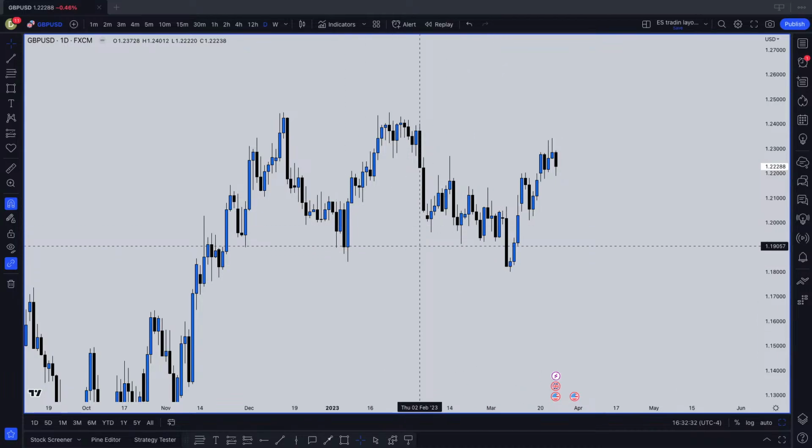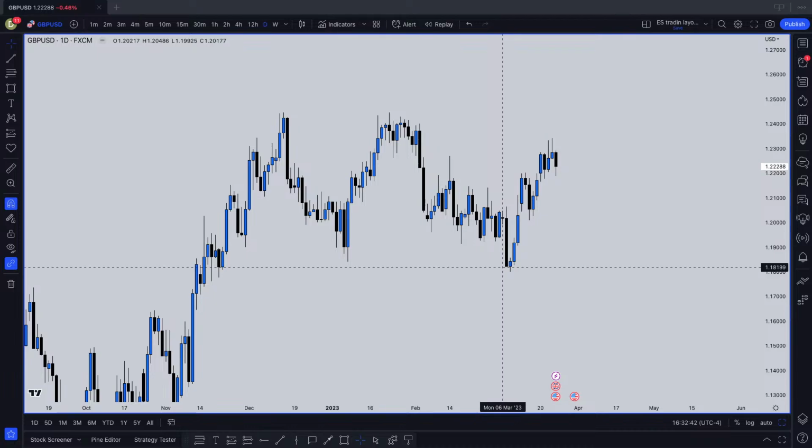So sell side liquidity's been ran out several times. So that's indicative that we are potentially going to see a retracement higher, because if sell side liquidity was taken multiple times, that'll want to be offset with buy side liquidity.